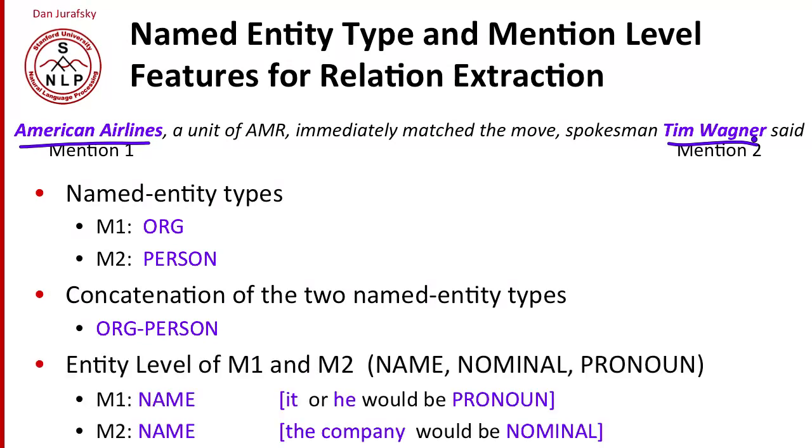And then we might add what's called the entity level of the two mentions. So the entity level is whether an entity is a name, a nominal, or a pronoun. And very often what we have is names, but we also get nominals and pronouns acting as named entities. So these two are both names. So American Airlines is a name and Tim Wagner is a name. But if they were instead it or he, then we would call this a pronoun. And if it was a nominal like the company, so not a proper noun, then we would call that nominal. So again, another feature we can use for each of the two mentions.